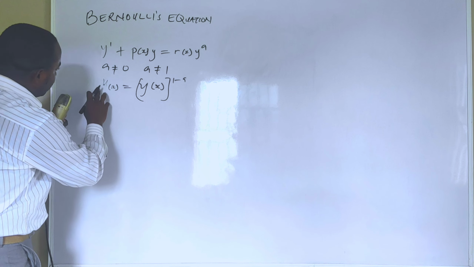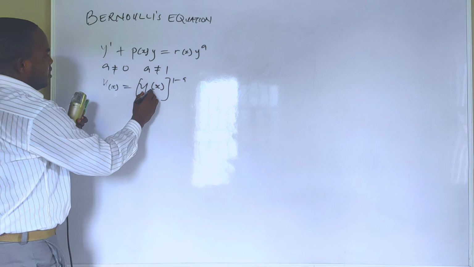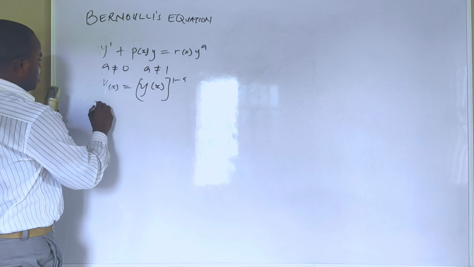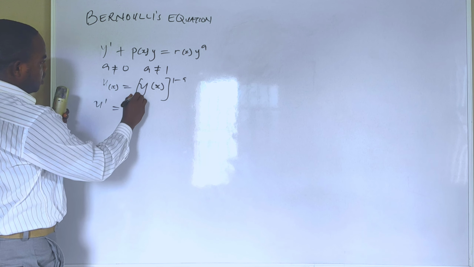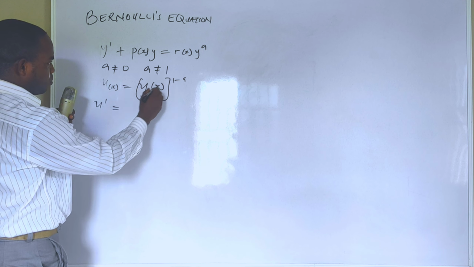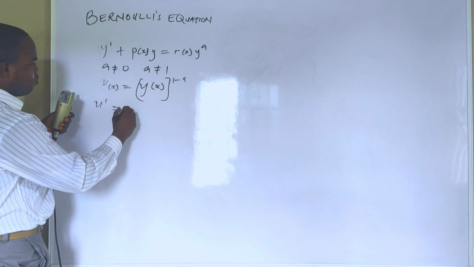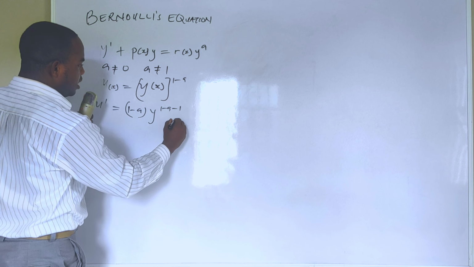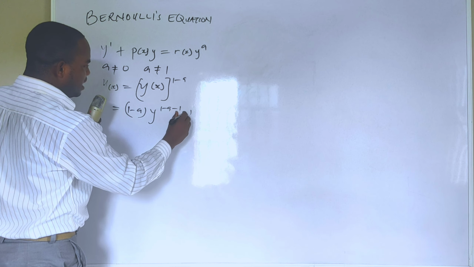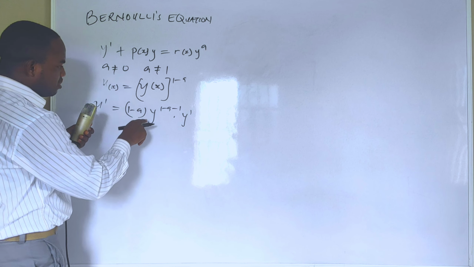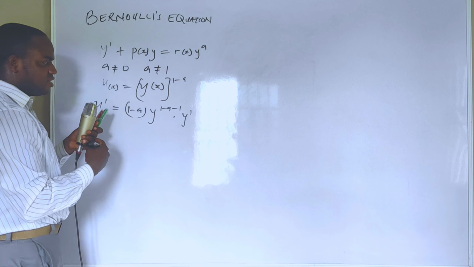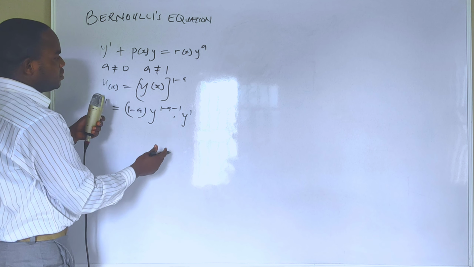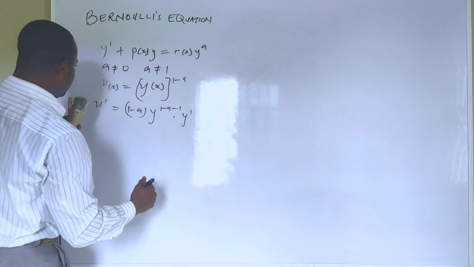After you set the function u of x equal to y of x raised to power 1 minus a, take the derivative of u. What's the derivative of u with respect to x? The derivative of y raised to power 1 minus a is going to be 1 minus a, y raised to power 1 minus a minus 1, multiplied by dy/dx, or y prime. That's because you are taking the derivative of y with respect to x, so we multiply by dy/dx.